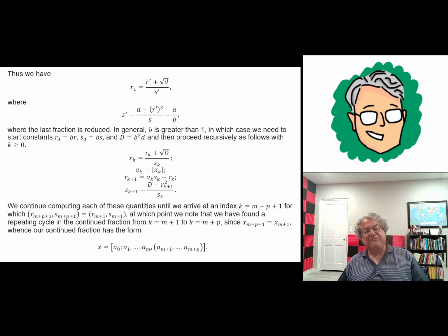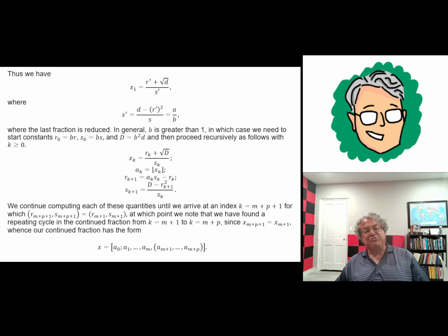And then it turns out that r sub k plus 1 is going to be a sub k s sub k minus r sub k. And s sub k plus 1 is capital D minus r sub k plus 1 quantity squared over s sub k. That's always an integer, it turns out. So we just keep applying these equations recursively until we're done.